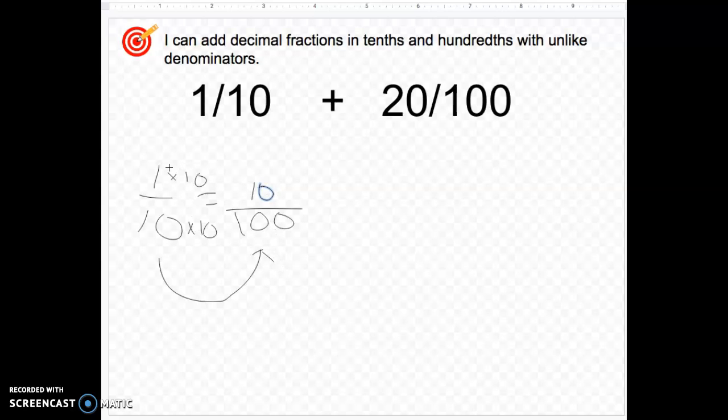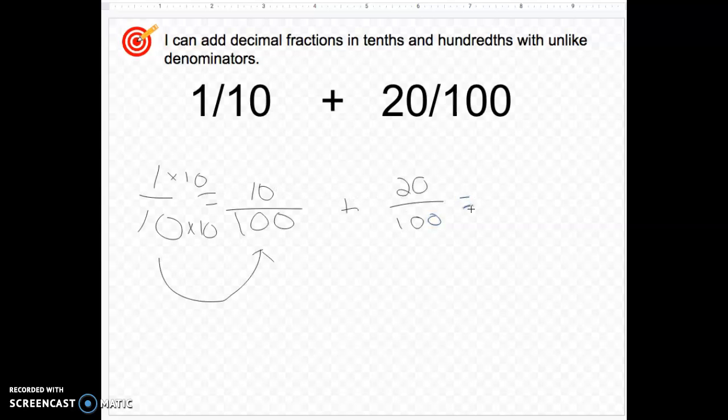So what we're saying is 1/10 is equivalent to 10 hundredths. 1 dime is equivalent to 10 pennies. And now we can add it to 20 hundredths since they both have the same denominator. You can only add fractions if the denominators are the same, because the denominator represents the size of the piece. This is a hundredth piece, and the numerators represent how many you have.